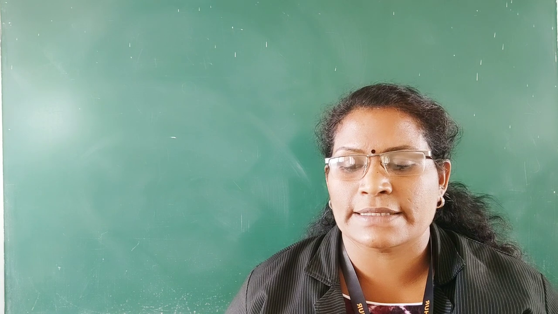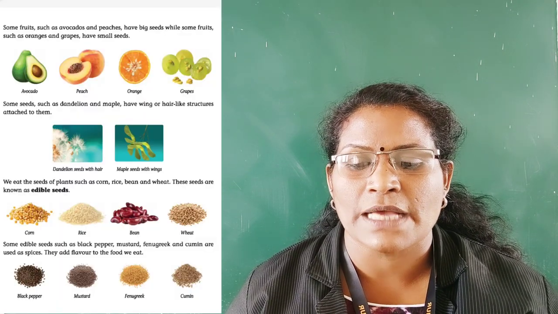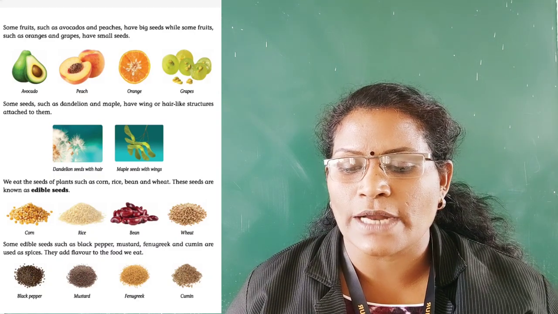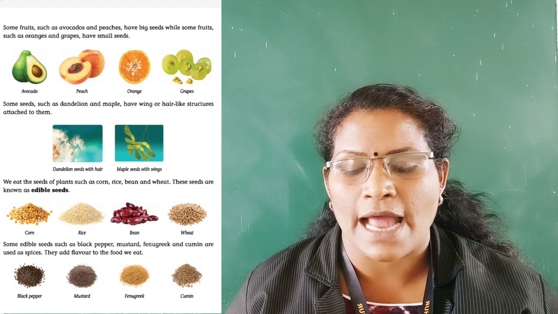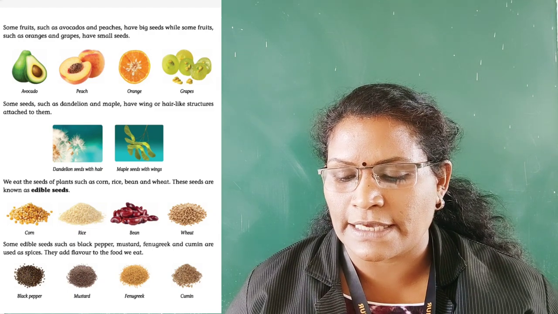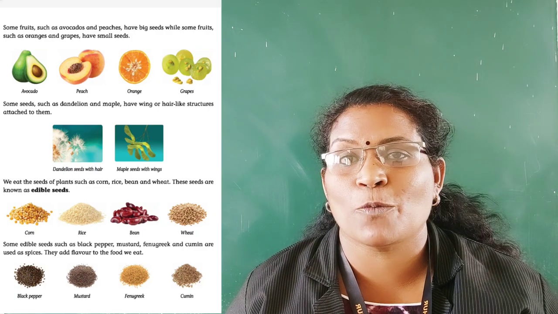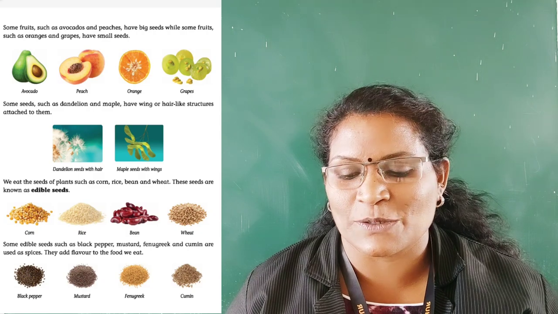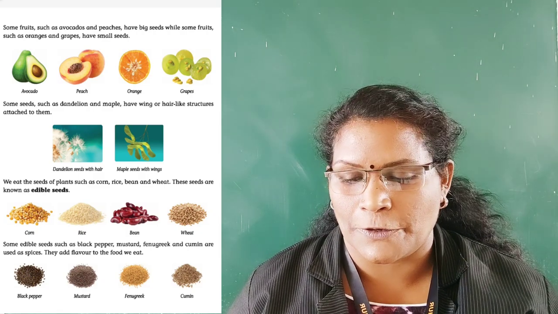Here you can see the pictures of avocado, peach, orange and grapes and the seeds in them. Seeds such as dandelion and maple have wing or hair like structures attached to them. See here, dandelion seeds with hair. So these are seeds with hair.